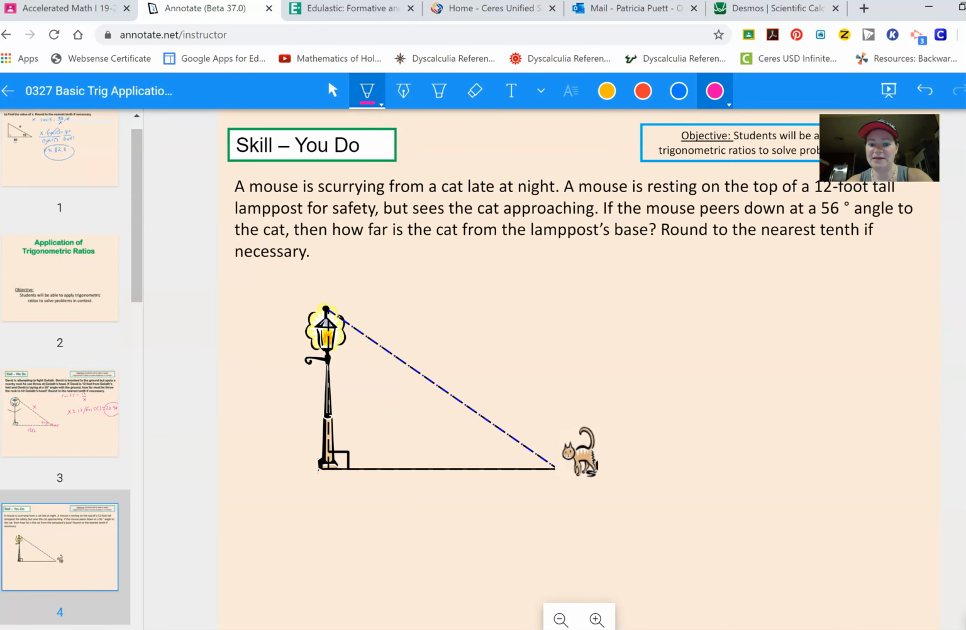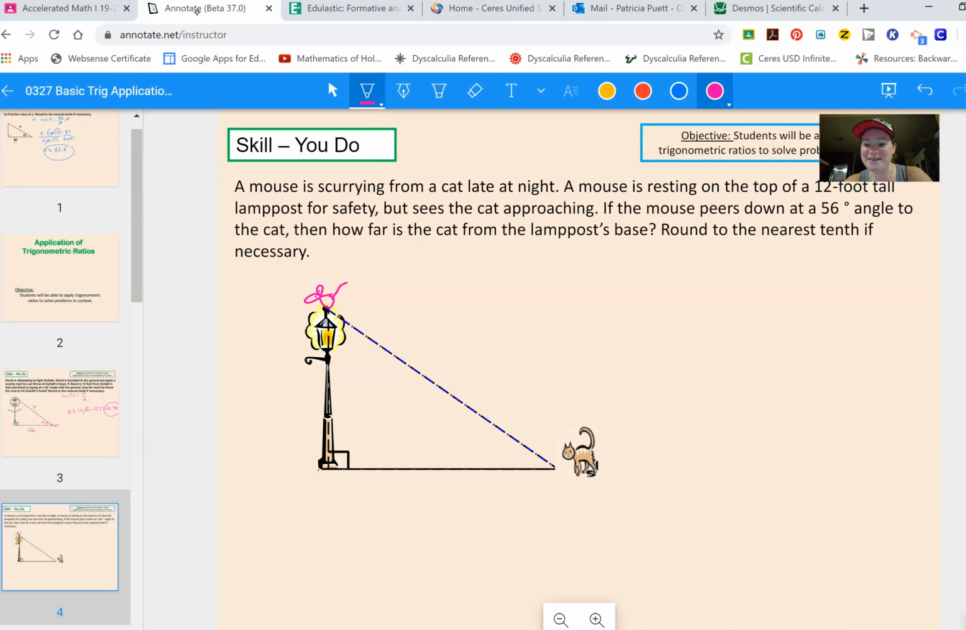Okay, so here is another you do. Go ahead and see if you can figure out where the dimensions are going to go. If you need to, pause the video and read everything by yourself. Okay, a mouse is scurrying from a cat late at night. So here's your little mouse up here, little mouse with little ears. Ugly mouse, but we're just going to say that's a mouse.